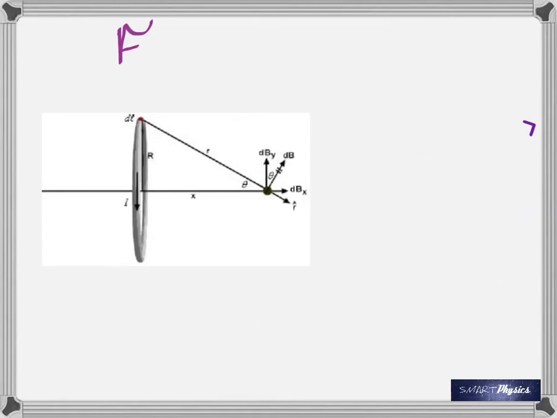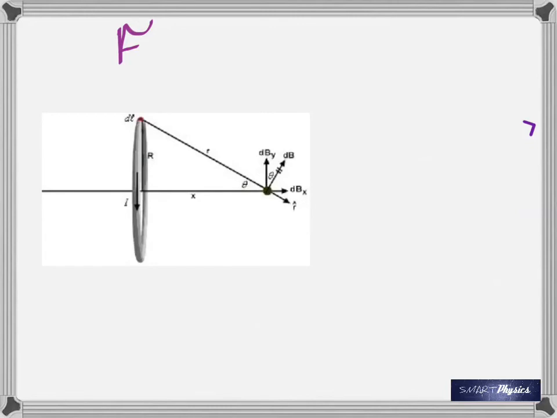Therefore, what's the magnetic field? The magnetic field would be maximum, and that would be given by the formula dB is equal to mu naught by 4 pi I dl by r squared, isn't it? Just because theta is 90. Is that our dB now? Yes, sine 90 is 1.